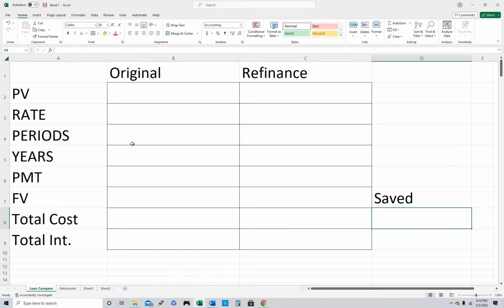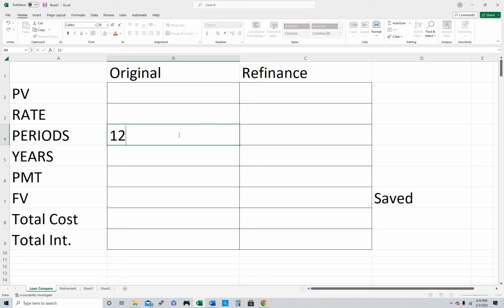I've already got that set up. Again, I'm using the same format I did with the investments in the previous one, where we compare the two different loans. We're going to have our original loan amount and our refinance loan. We don't know the original value of that loan when we first bought the house, nor does the information give us the rate. But we do know that it's going to be compounded monthly, so we'll have 12 periods. We do know that we have 20 years left, and we do know that our payment amount is $1,400 per month.